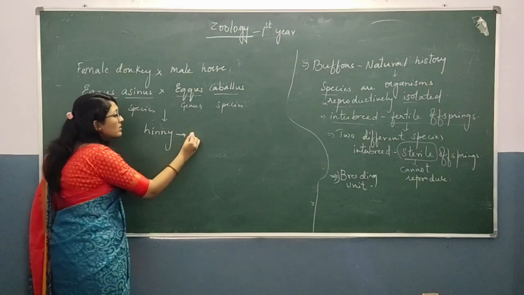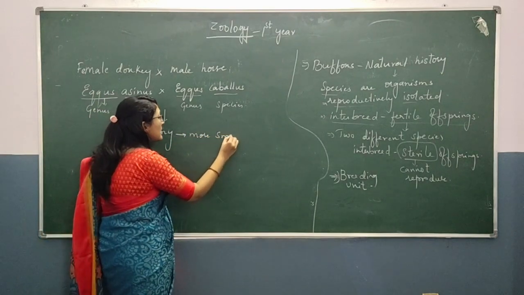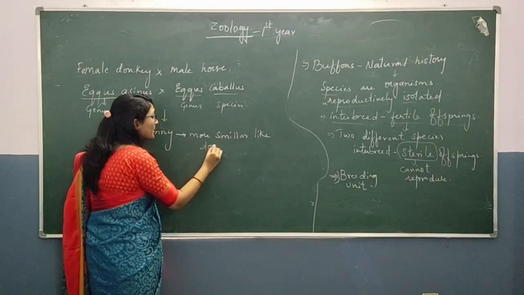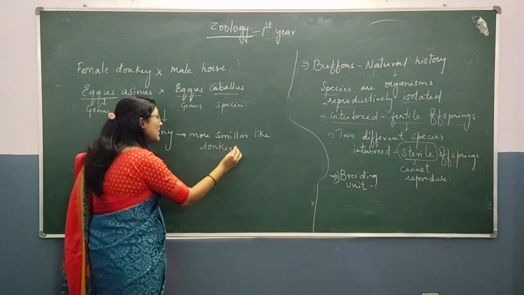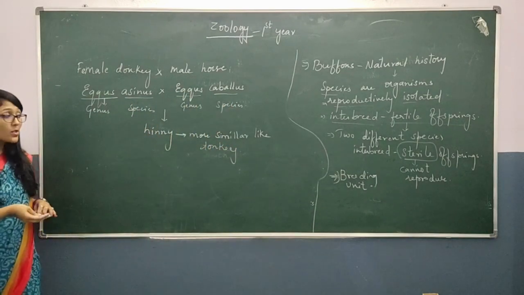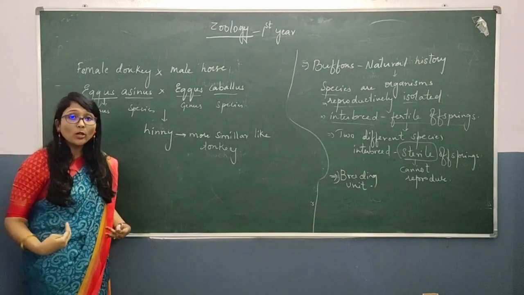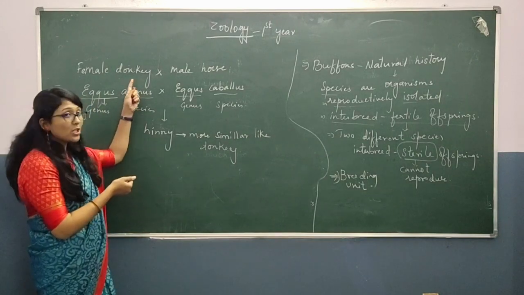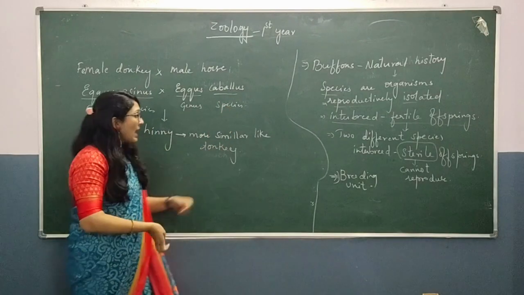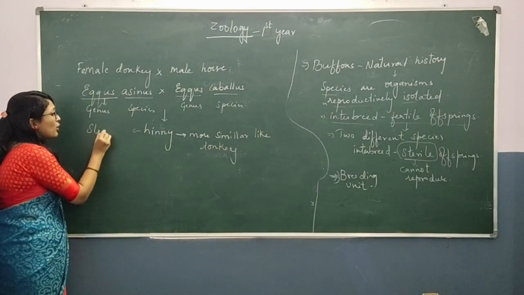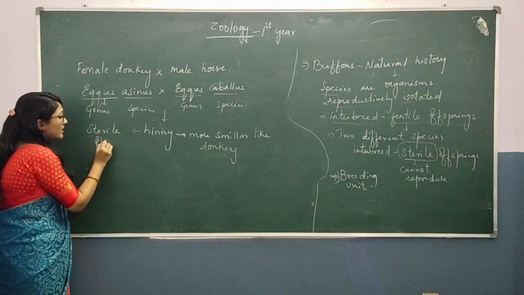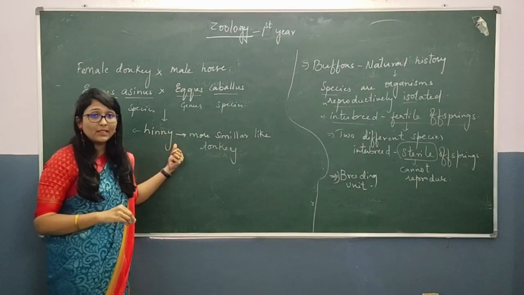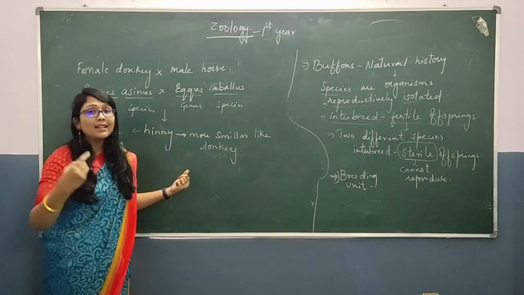It was more similar to a donkey, but it was carrying some characters of even the horse. So what happened? It is neither completely a donkey nor completely like a horse. It is carrying characters of both species, that is, the donkey and the horse. And the hinny was a sterile offspring, meaning it cannot reproduce further. It does not have the ability to give rise to the next generation.